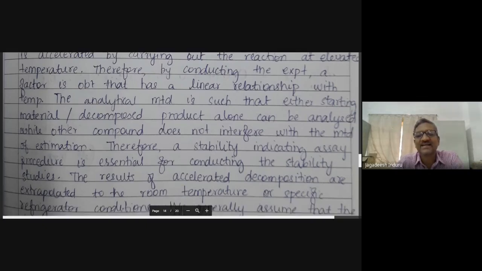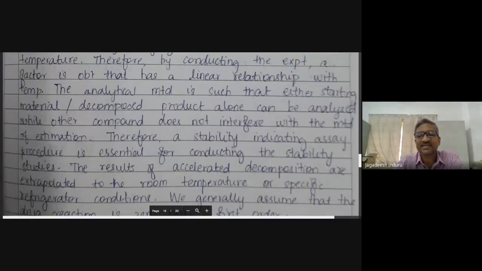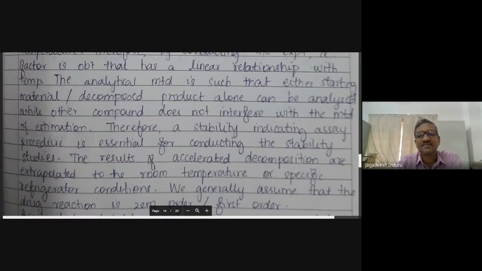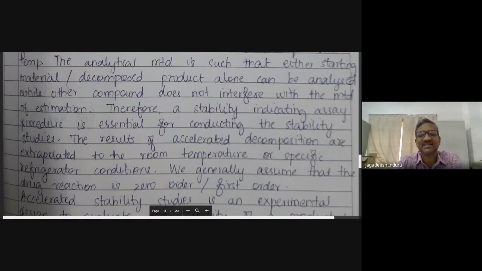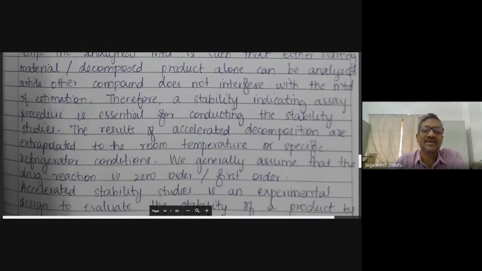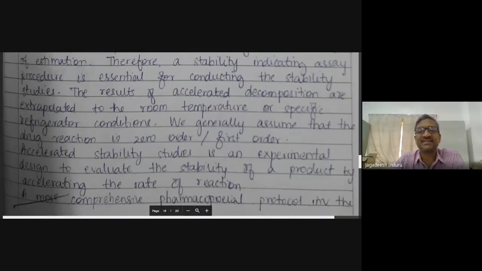The results of the accelerated decomposition are extrapolated to room temperature or specific refrigerated conditions. We assume that the drug reaction is zero order or first order by calculating its rate constant at different time points, and we apply that reaction order and the particular equations to estimate the stability. So accelerated stability study is an experimental design to evaluate the stability of a product by accelerating the rate of reaction. Because of that, we are able to get an idea of shelf life in a short span of time, less than 6 months. So we need not wait 2 to 5 years.